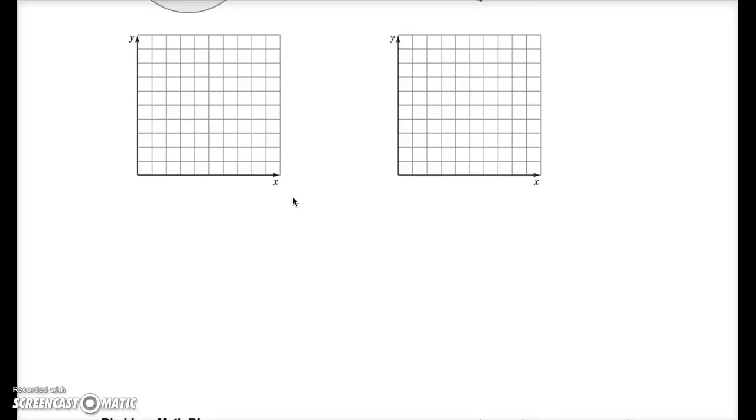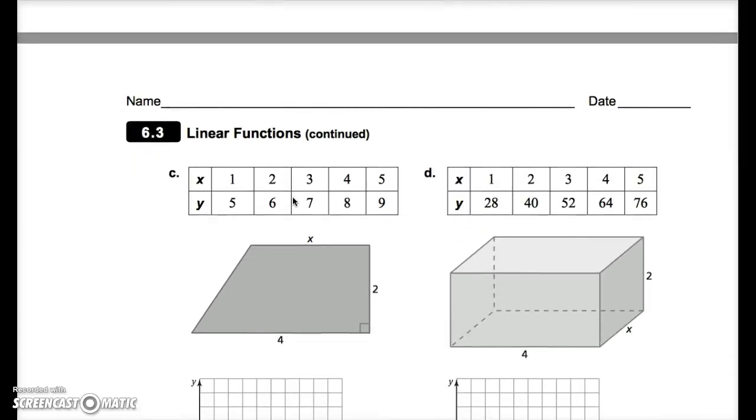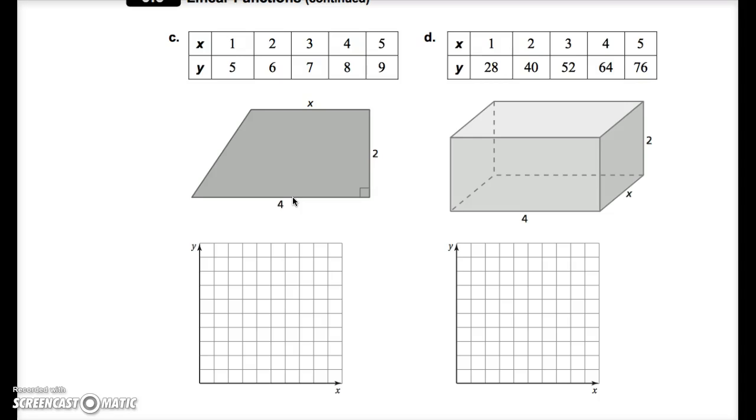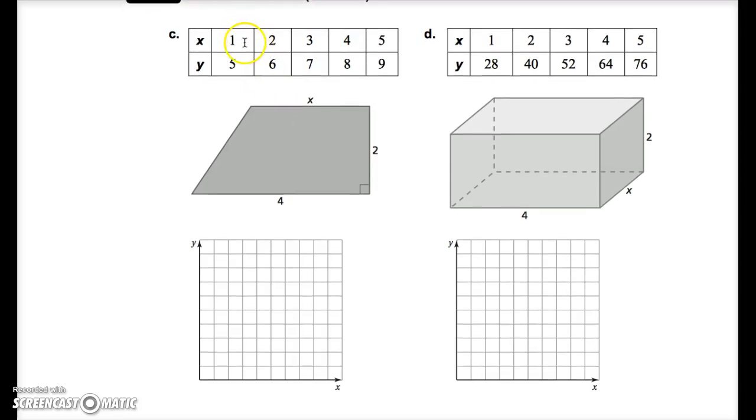Okay, now C and D, I'm not going to worry about graphing these, but I do want to practice writing the rule for them. How do you get from x to y? So let's look at C. How do you get from 1 to 5, 2 to 6, 3 to 7? Well, I notice that you add 4, add 4, add 4. So it looks like our pattern is you just add 4. So to get y, we would take x plus 4. And that would be our function or our equation. And we could graph that very easily.